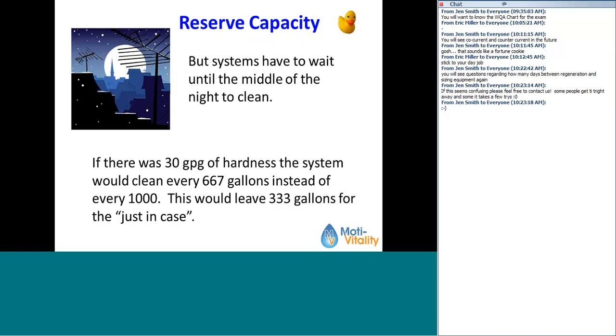So every time it regenerates, you're using enough salt to clean the entire capacity of that resin bed, regardless of whether it's used it or not. This is where proportional brining and having a dry brine tank comes in handy. It's a really nice feature.